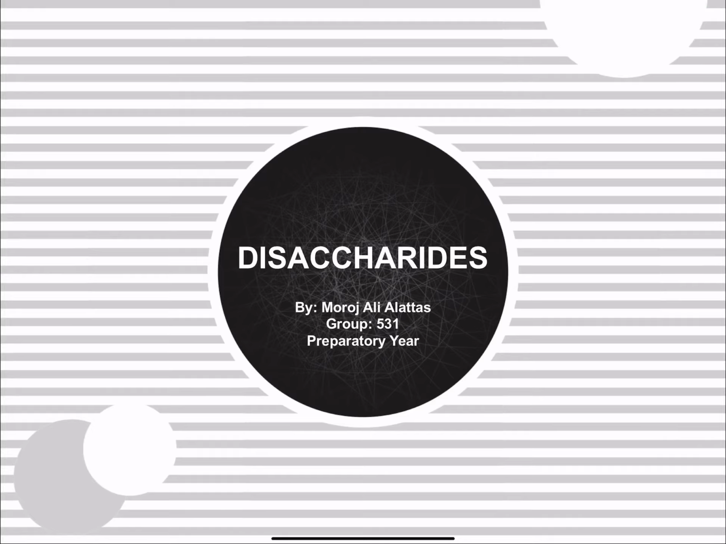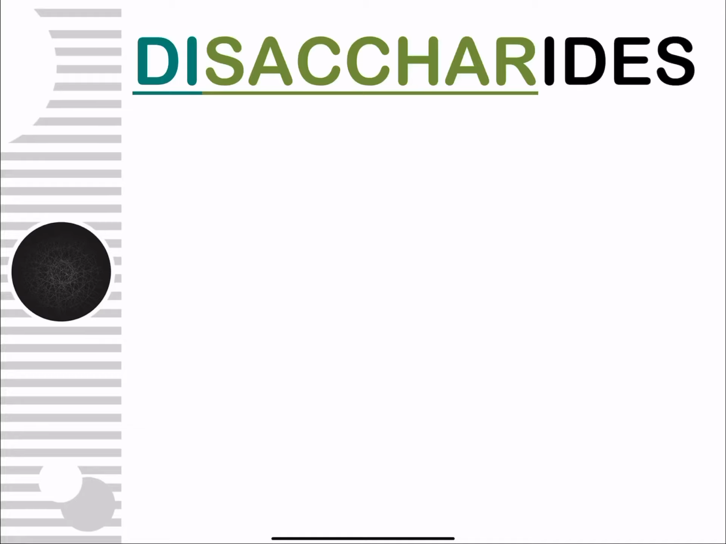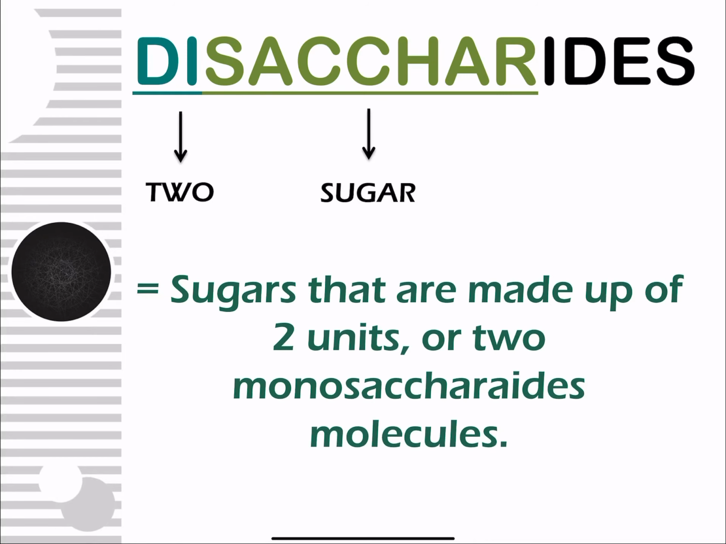First of all, the word disaccharide is made up of mainly two parts. Di, which means two. Saccharide, which means sugar. In other words, I'll be talking about the sugars that are made up of two units, or to be more precise, two monosaccharide molecules. Since it's made up of two monomers, then what links them together?